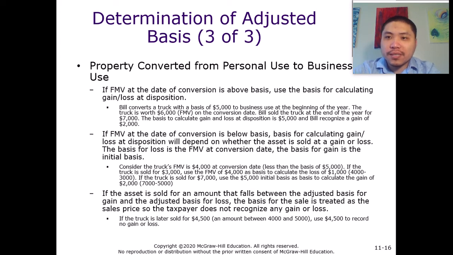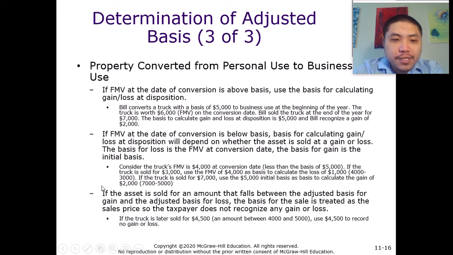So this is similar to the case of gifted property. The basis for the loss is the fair market value at conversion date, and the basis for the gain is the initial basis. So again, similar to the gifted property. So let's look at the example. Maybe it's going to be clearer.